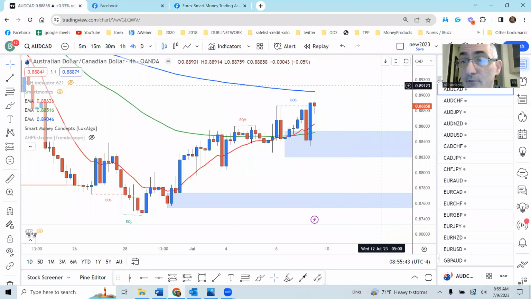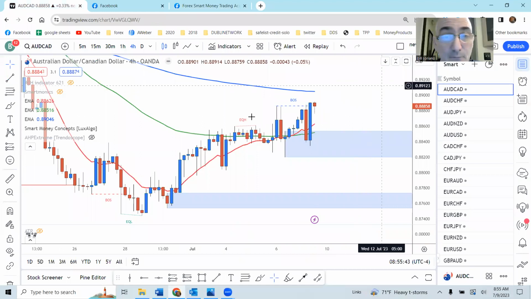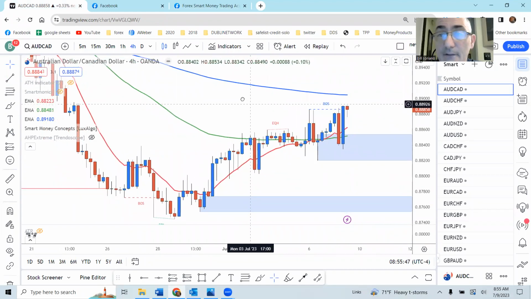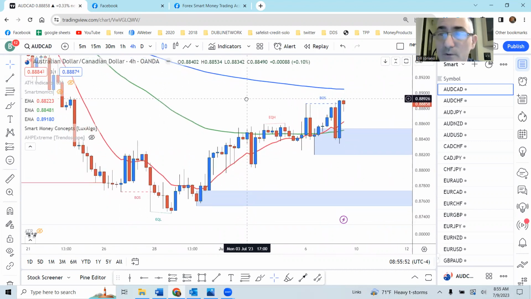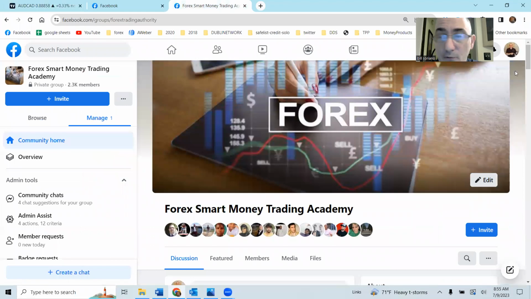And so I've gone through all of my 28 pairs here, and I've removed all of the drawings I had on there from last week. Quite a few trades went off last week. I posted all of them here in the group, right?